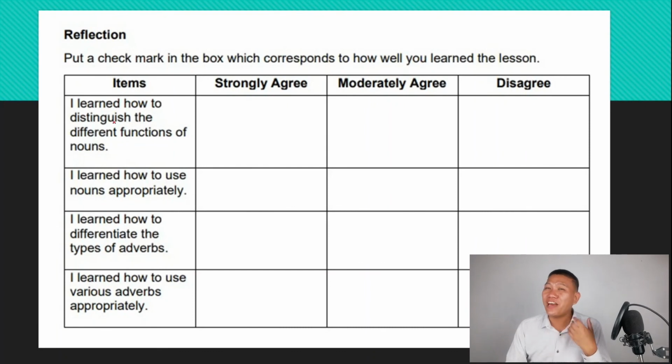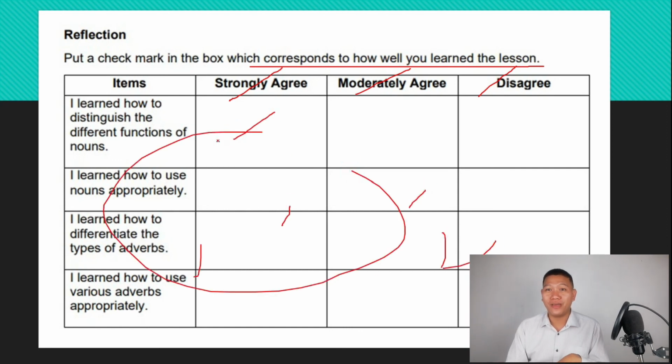Okay, reflection. What have you learned? Put a check mark in the box which corresponds to how well you learned: strongly agree, moderately agree, or disagree. I learned how to distinguish the different functions of noun. Must be strongly agree. And then, answer the following. Okay? There you have it.